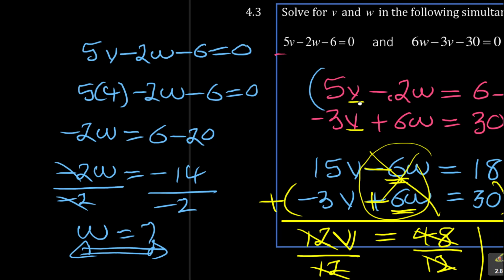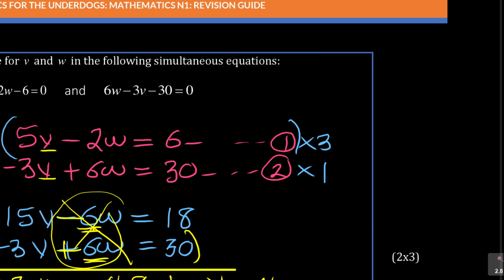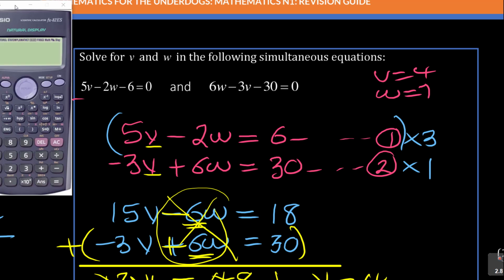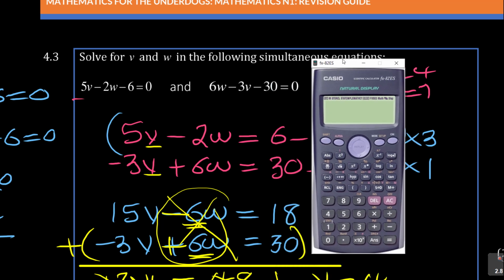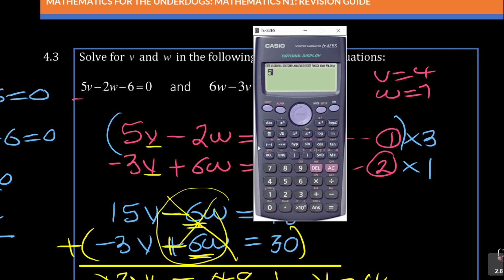Now, when you've got that, you know that v is 4, w is 7. So you come here and test your answer, obviously. I think we're going to end it here just after testing this, and then we're just going to have a quick talk. Let's test it on both equations. So remember, v is 4 and w is 7. So you say 5 bracket v, you put 4, minus 2 w, you put 7, and then minus 6. It must give me 0.